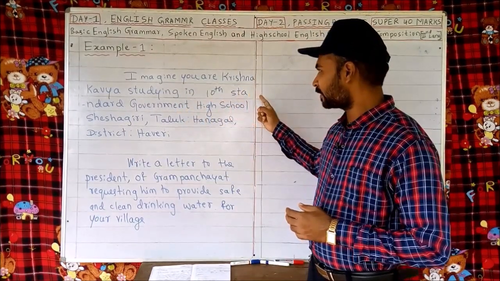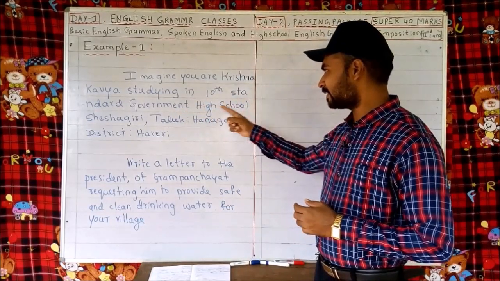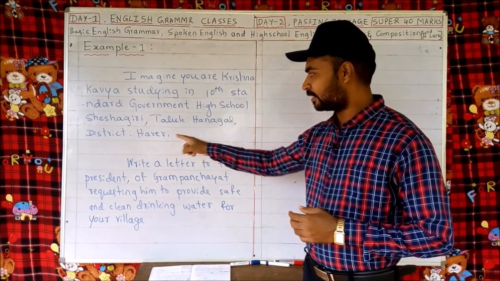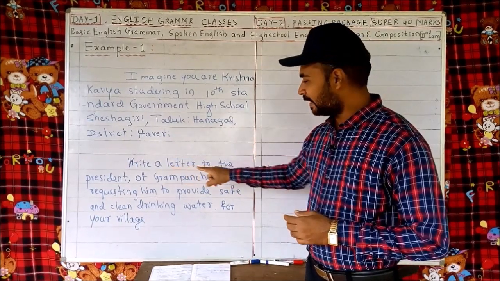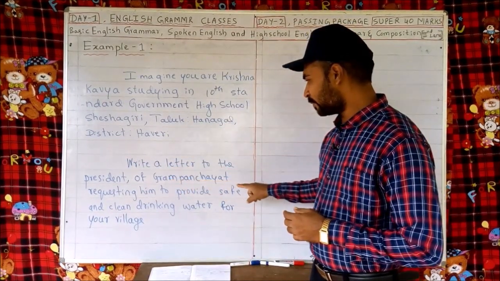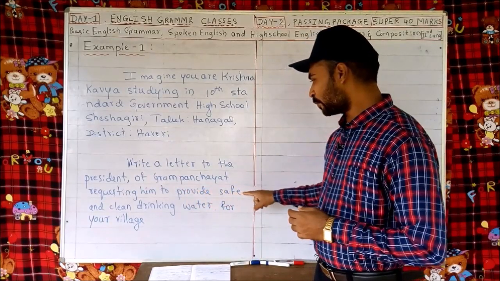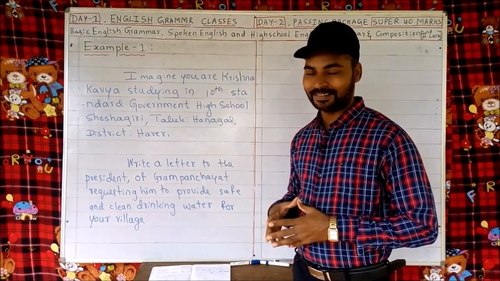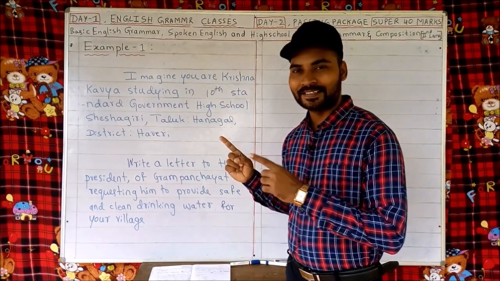Imagine you are Krishna Kavya studying in 10th standard Government High School, Sheshagiri, Taluk Hangal, District Haveri. Write a letter to the President of Grama Panchayat requesting him to provide safe and clean drinking water for your village. This is our question. Let's write the letter.